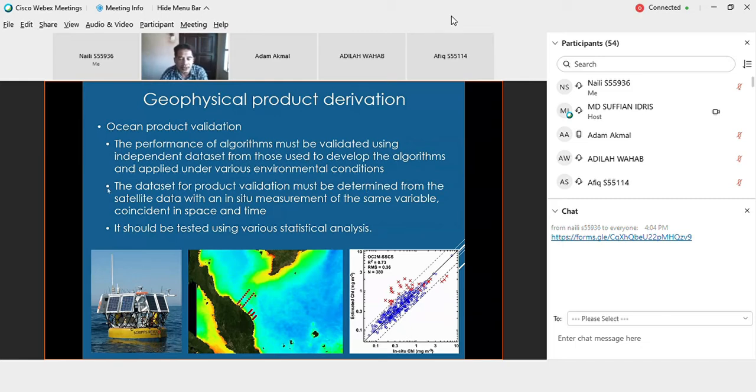Bermaksud bahawa katakan satellite overpass pada pukul 10.30, plus minus 3 hours, bermaksud kalau you sampling pukul 7.30 sehingga pukul 1.30, you boleh pakai lagi data bagi satellite yang melalui kawasan tersebut pada pukul 10.30. Sebab kita assume bahawa perubahan di ocean features tak banyak berubah dalam masa plus minus 3 hours.